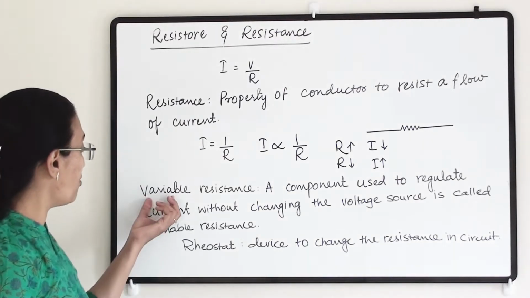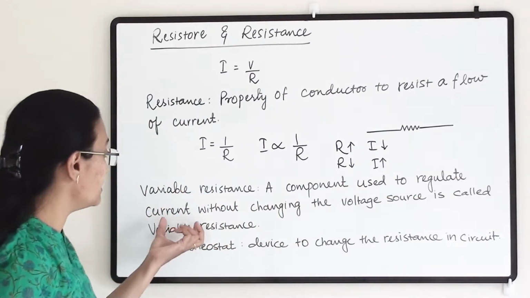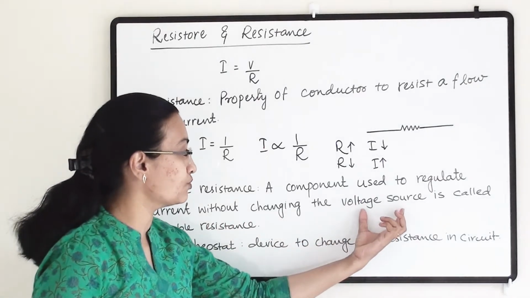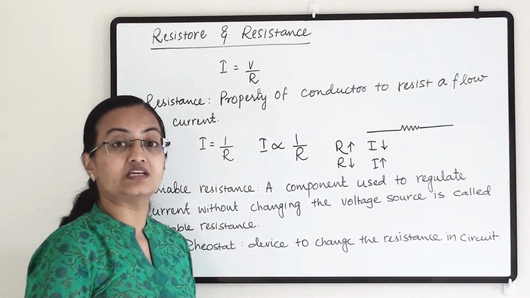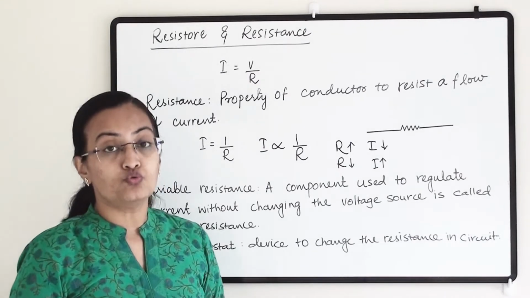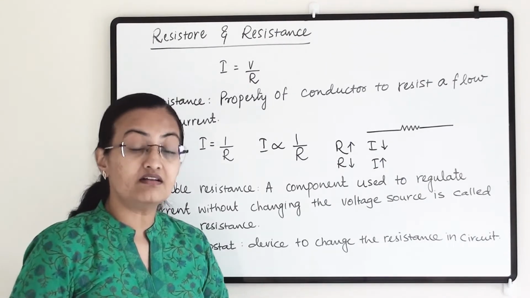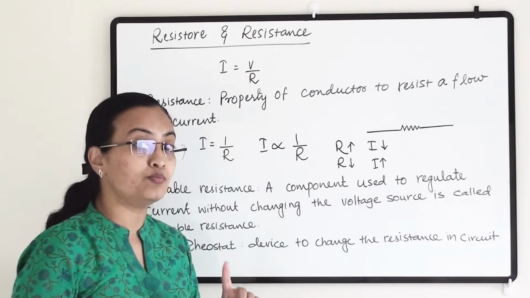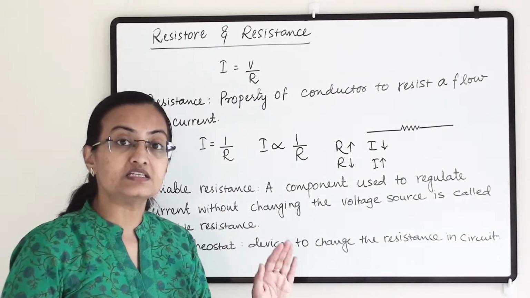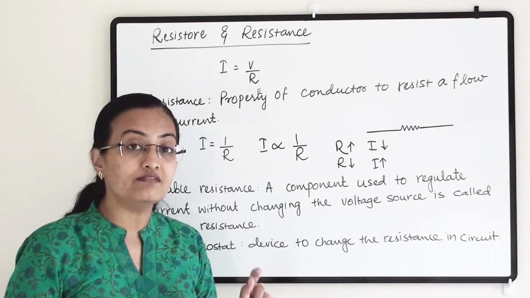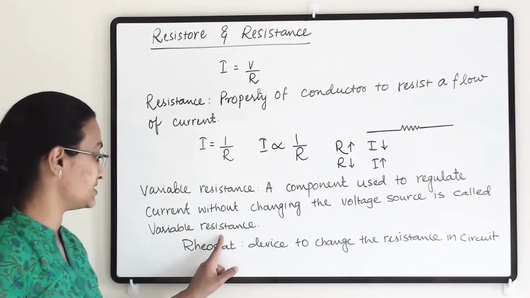Now what is the meaning of variable resistance? A component used to regulate current without changing a voltage source is called variable resistance. Once we are placing a battery of 2 volt or 4 volt, and from that if we require a certain amount of current, that can be regulated by the variable resistance. It will resist some of the current and give us a proper amount of current, and that's why it is known as variable resistance.